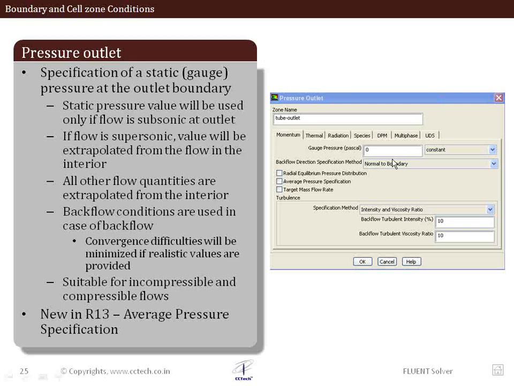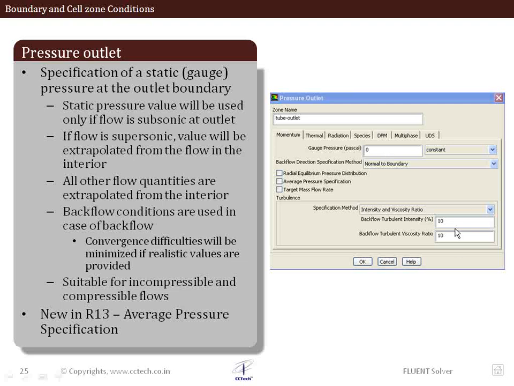So the usual practice is to specify this to be zero, which means the pressure at the outlet is the same as the operating pressure, which is typically the case when we operate under atmospheric conditions or whatever operating conditions, and usually the outlet is exposed to the outside environment. If the flow becomes supersonic, in the case of a compressible flow, then the pressure at the outlet will be extrapolated from the flow in the interior. But in the other cases, basically this is the pressure value which is used.